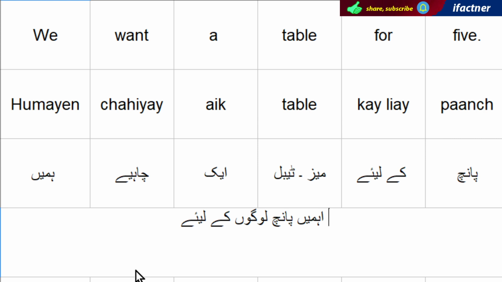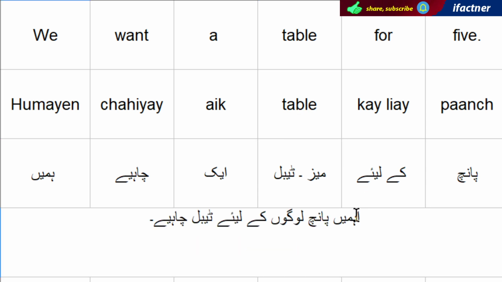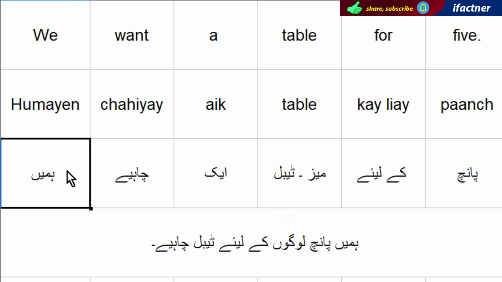So you can say एक मेज, or you can simply say maze or table. So usually we don't say our table, but we just say table. So we will say table चाहिए, चे, अलिफ, चा, हे, ये, बड़ी है, and in the end a hyphen. So we will say हमें, हे, मीम. So there is no alif in the beginning. हमें 5 लोगों के लिए टेबल चाहिए.